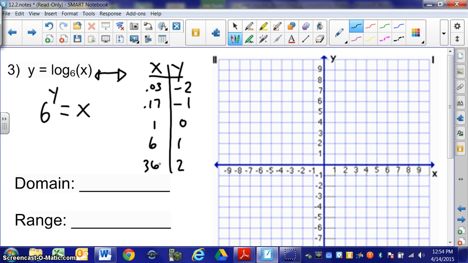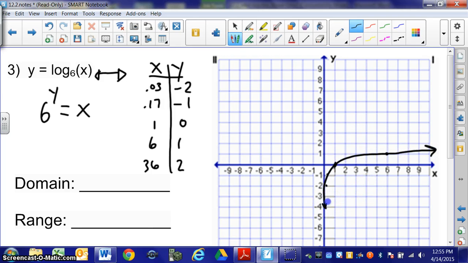So now I look at this log function, and keep in mind that logs are inverses of exponents. So remember, our exponential functions look like this. Inverses are reflections over the line y equals x. So our graph should look something like this when we're done. Let's go ahead and plot these points. 0.03 comma -2, really small. 0.17 comma -1, still really small. 1 comma 0 should be on every graph. 6 comma 1, and then 36 comma 2, which is off of our graph here.